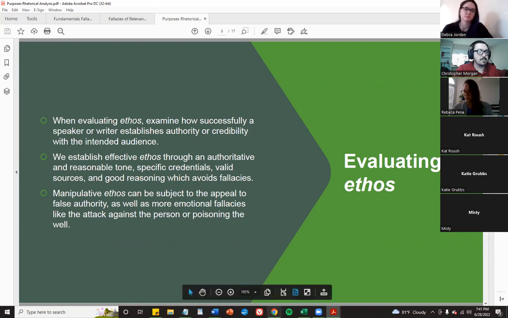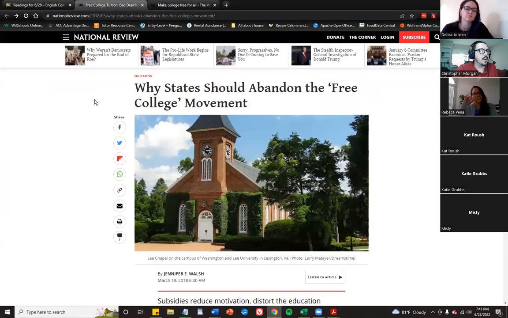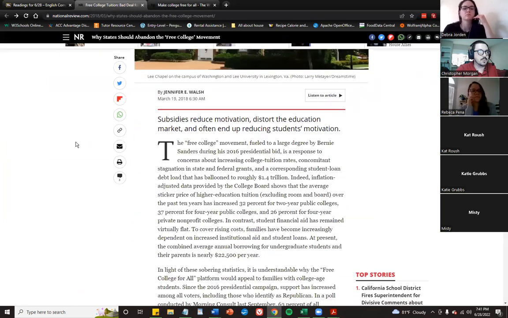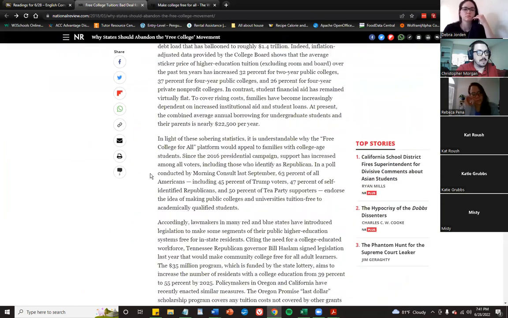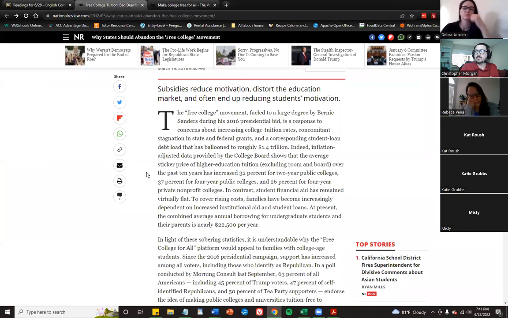I got some great examples of this in both of these, right? In Jennifer Walsh, this whole first couple of paragraphs, I think, goes a long way towards building her ethos and building her as a trustworthy source. She says the free college movement, fueled to a large degree by Bernie Sanders during his 2016 presidential bid, is a response to concerns about increasing college tuition rates, concomitant stagnation in federal and state grants, and a corresponding student loan debt load that has ballooned to roughly $1.4 trillion.